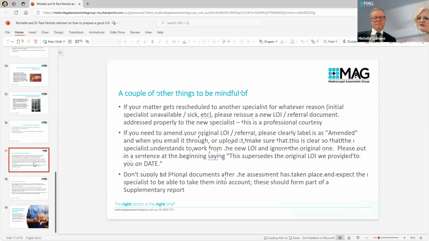And it also means that the specialist will not continue to answer the questions in your original LOI and provide you a report based on the original one. It means that they know to address the new one.